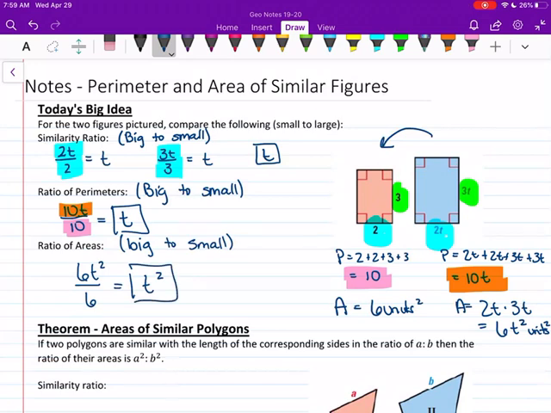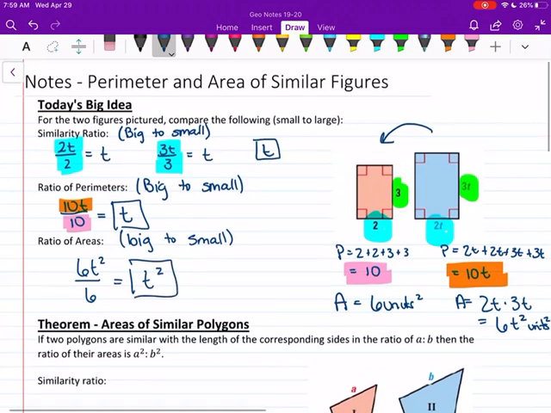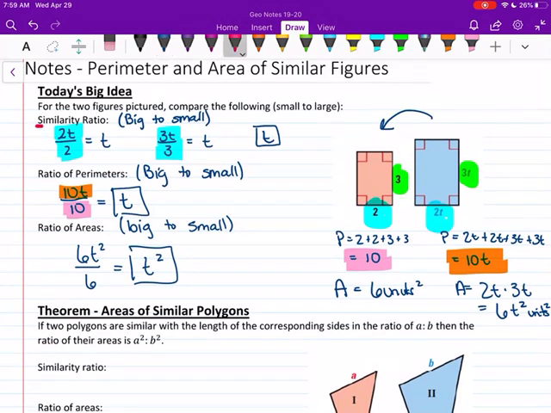Okay, so now if I compare all of these, I see that my similarity ratio and my ratio of perimeters are equal. These two are the same. And when I look at my ratio of the areas, the ratio of the areas is the square of the similarity ratio.